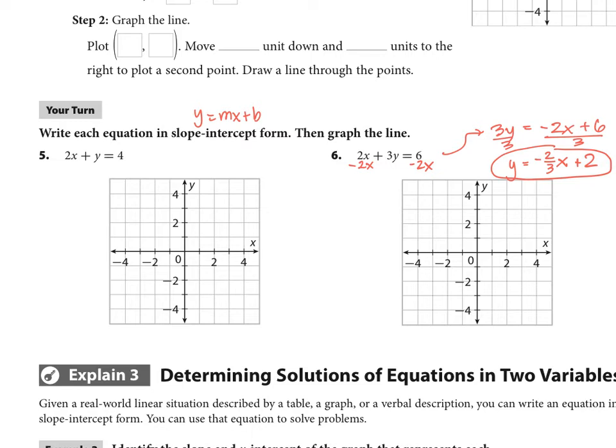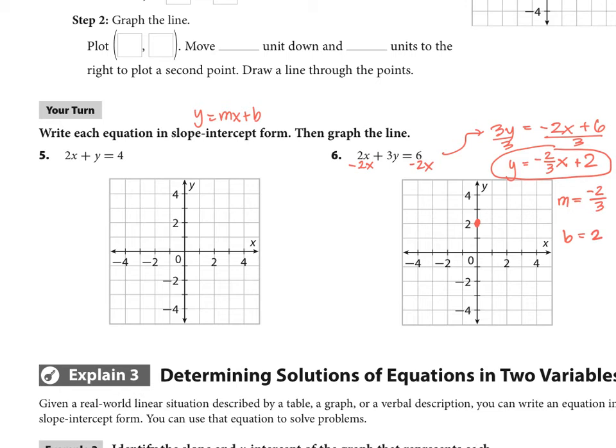Okay, so from this, what is m? Our slope. Our slope is negative 2/3. It's whatever's next to the x there. And our y-intercept is positive 2. So I'm going to start at my y-intercept. Can we graph our y-intercept too? Well, on the y-axis, it's just right there.